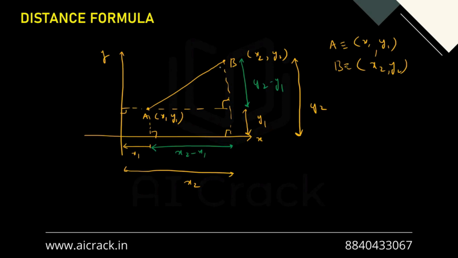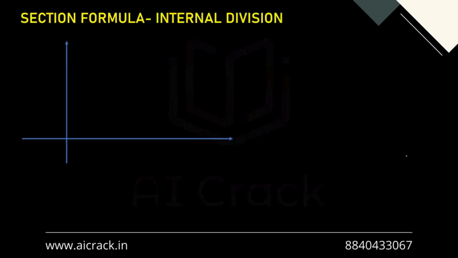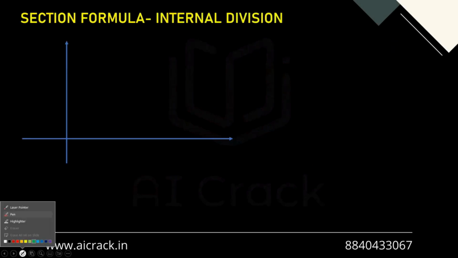Now in this triangle, let's say this point is C. So in this triangle ABC, I can apply Pythagoras theorem. So basically AC square plus BC square equals AB square. AB square is nothing but the distance which we want to calculate. So AB would be under root AC square, where AC square is x2 minus x1 whole square, and BC square is y2 minus y1 whole square. So this is our distance formula. So whenever we have been given 2 points x1 y1 and x2 y2, then this is how we have to calculate the distance.